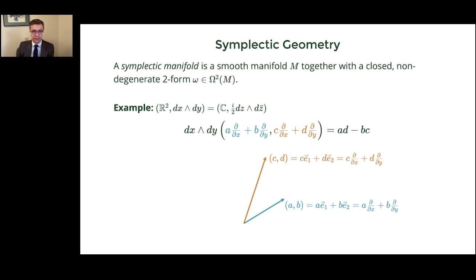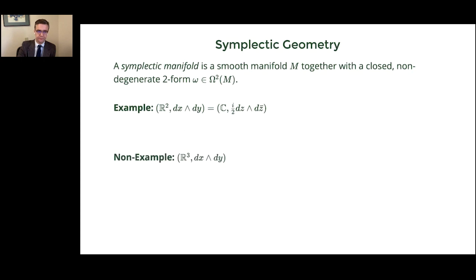And notice that this is alternating, which is one of the rules. The other rules are to be closed and non-degenerate. Non-degenerate means that if I plug any nonzero vector into the first slot, there's some vector I can put into the second slot to get something that's not zero. In this case, it's clear: any vector I put in the first slot, if I put in any linearly independent vector in the second slot, then the area of the parallelogram will not be zero. So it's non-degenerate. And it's closed because it's a two-form on a two-manifold, so all two-forms are closed.